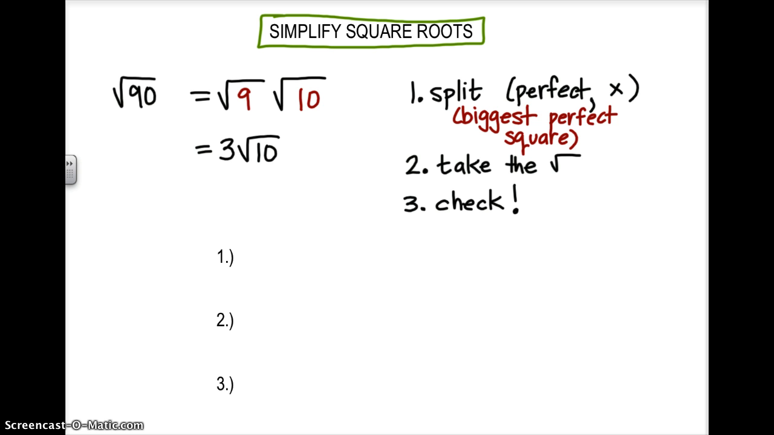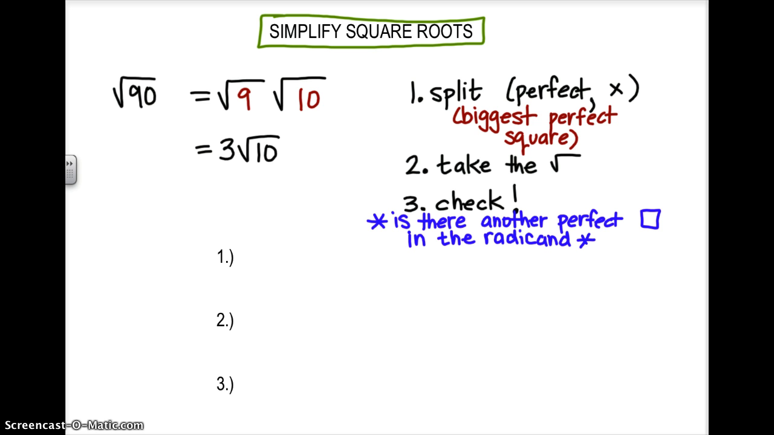If we would have ended up with something like 40 instead of 10, well then we can simplify 40 because 4, a perfect square, goes into 40. What you need to ask yourself is, is there another perfect square in the radicand? Is there another perfect square that is in your radicand? If there is, you are not done. Okay? Let's look at another one.